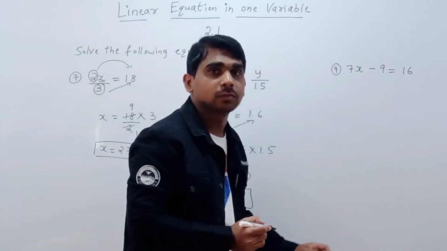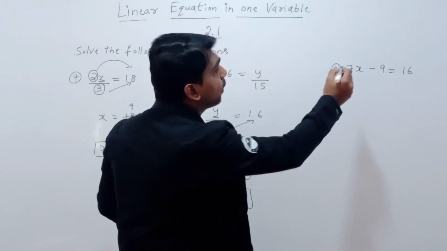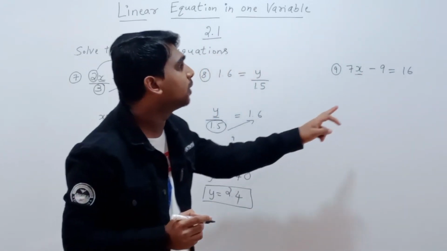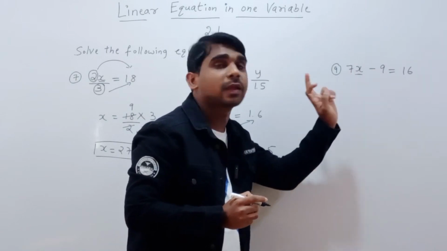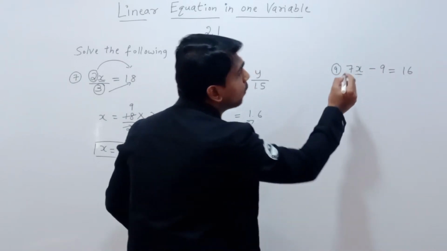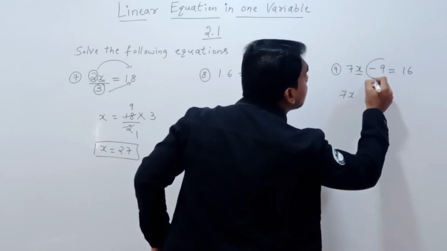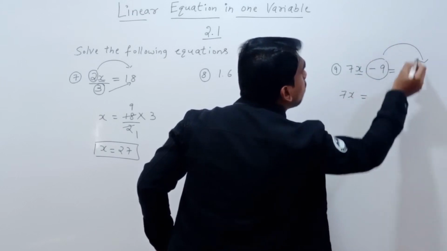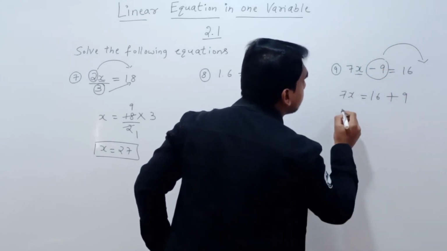Now, ninth question. This question is a little difficult. Now, here we have to find the x value. Here, the problem is that there is a minus value as well as a multiplication value. Now, we will do. First we'll write 7x. First we'll move the minus value to the right side. Minus value will become plus. Minus 9 will become plus 9.